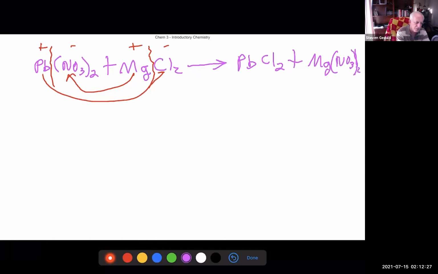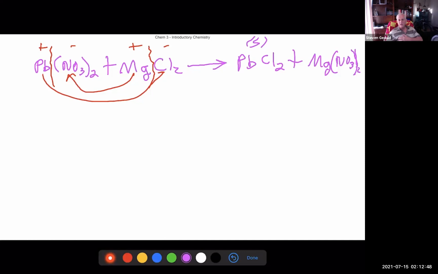Okay, lead chloride is a precipitate. This is our solid over here. Everything else is aqueous. First we got to balance it. So let's balance it. One lead, two chlorines, one magnesium, two NO3. It's balanced. That was easy.